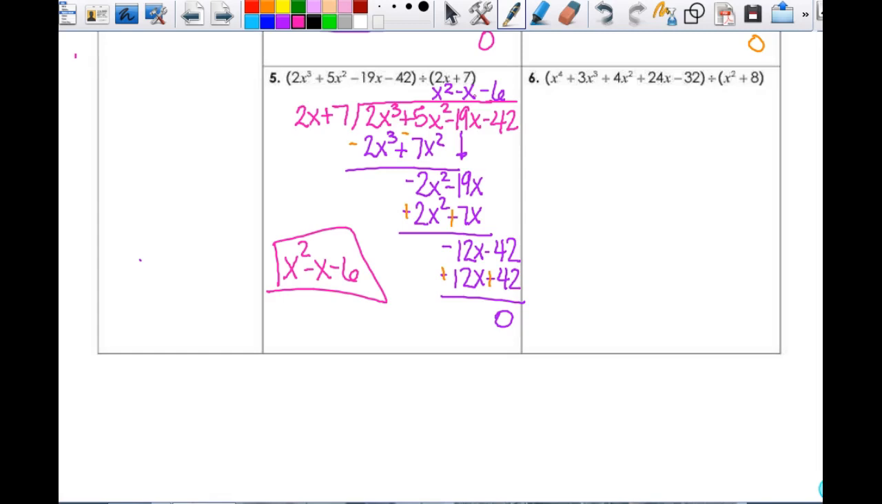We good? All right, we're going to do the next one together, even though I think you can handle it. It's a little bit different, but it's really not that big of a deal. My divisor is x squared plus 8, and it divides into x to the 4th plus 3x cubed plus 4x squared minus 24x minus 32. Oh, crap. What did I do? Thank you. Plus 24x.